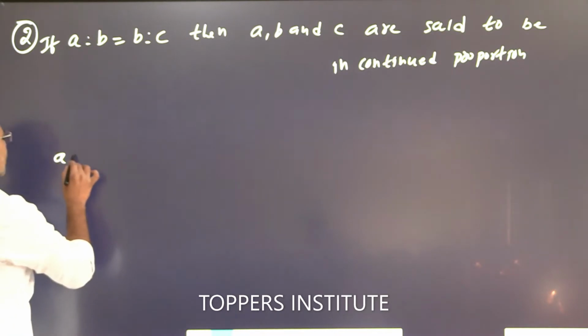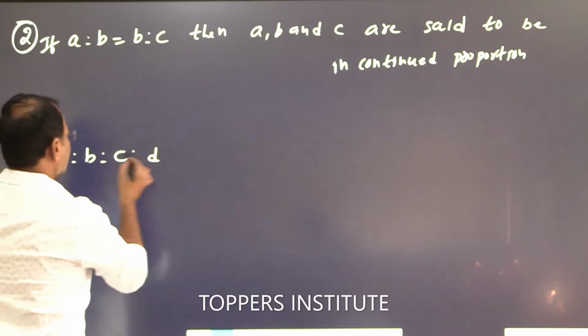In the last definition we did write A is to B is equal to C is to D, 4 terms unnai.